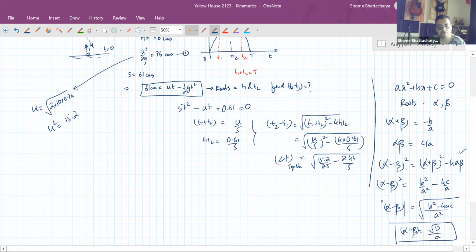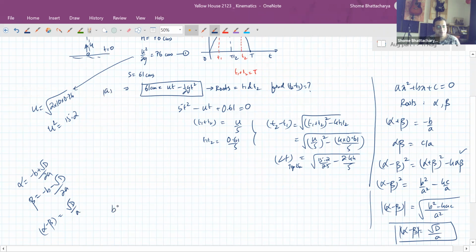This is like the magnitude of alpha minus beta. You don't know which one is larger, right? So there's another property of a quadratic equation. And you can understand this way also: alpha is minus b plus square root of discriminant by 2a, and beta is minus b minus square root of discriminant by 2a. So obviously alpha minus beta, subtract these two. Hope this is clear. So this is the A part of the question.